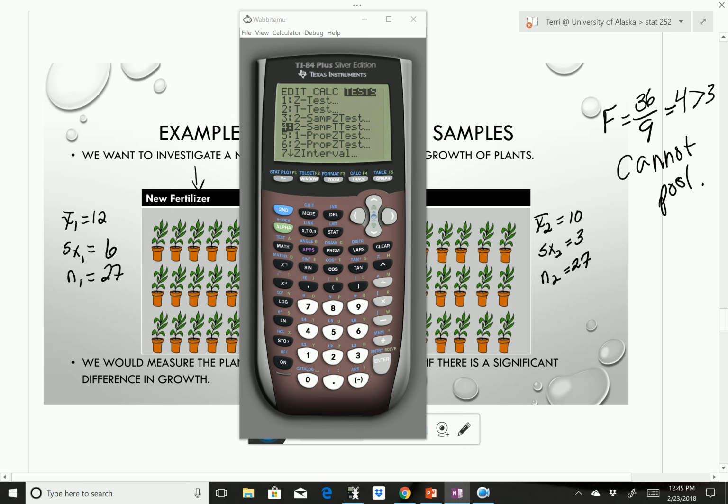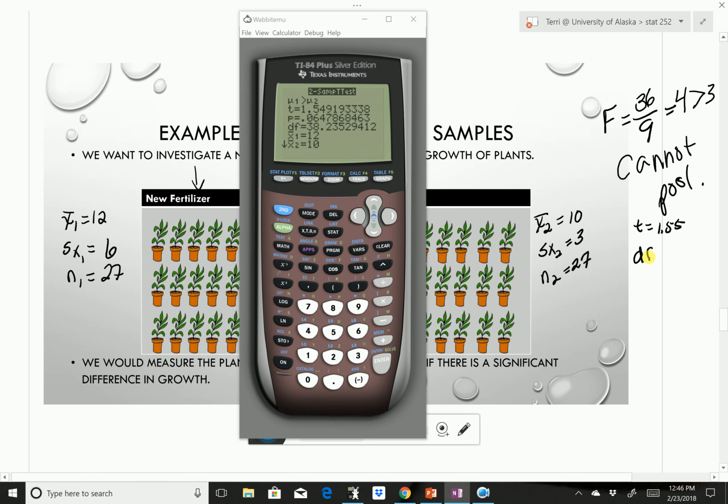So we go over here and we go to our test. We have to change this standard deviation now to 6. But we recognize that we have to say no when we pool. And let's calculate. I want to show you the difference. So in this case, we got a T of 1.55. We have the same mu1 greater than mu2.